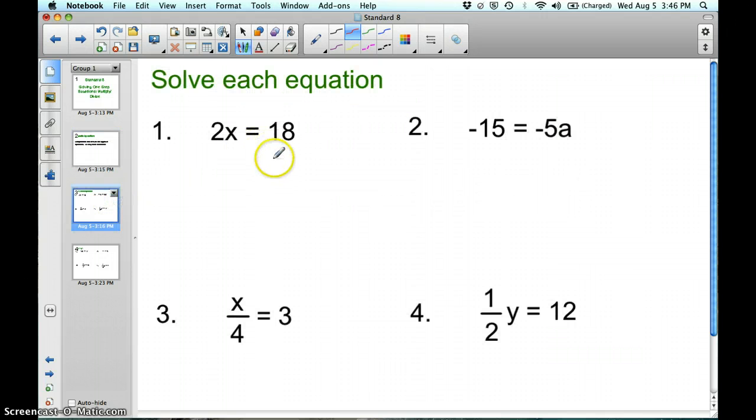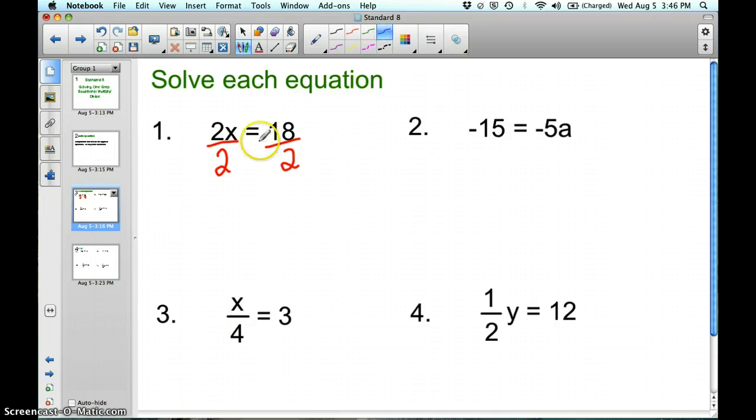Alright, let's go ahead and do number 1 together. It says solve each equation. So when solving an equation, that means I need to get the variable x by itself. So I have this 2 over here being multiplied to the x. So to get rid of multiplication, I have to divide on both sides. So I'm going to divide by 2 on both sides of my equation.